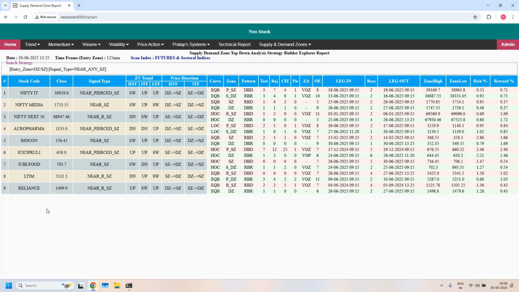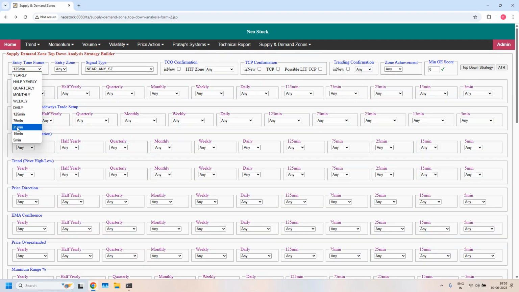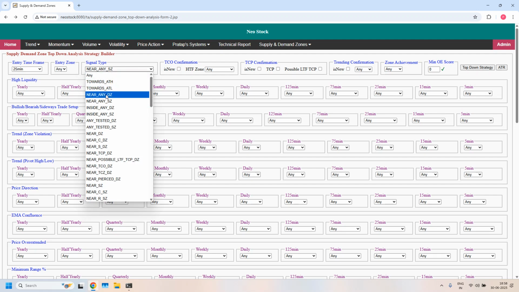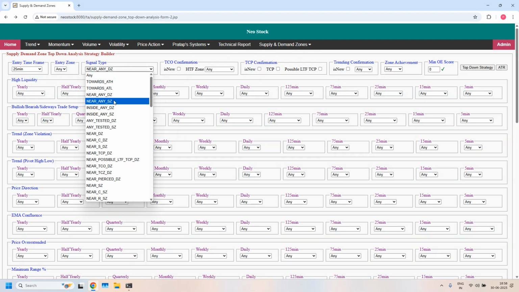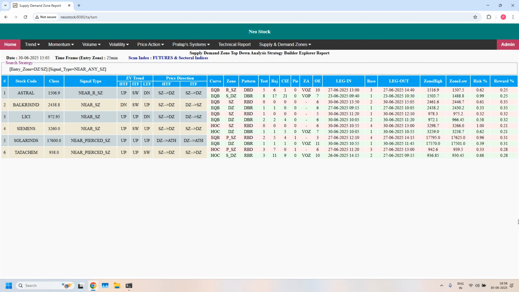Next time frame is 75 minutes, already generated in the beginning of the report. So I'm moving on to the next time frame, 25 minutes. Stocks near to the 25 minutes demand zone. We got 6 stocks. Next, stocks near to the 25 minute supply zone. We got 6 stocks.